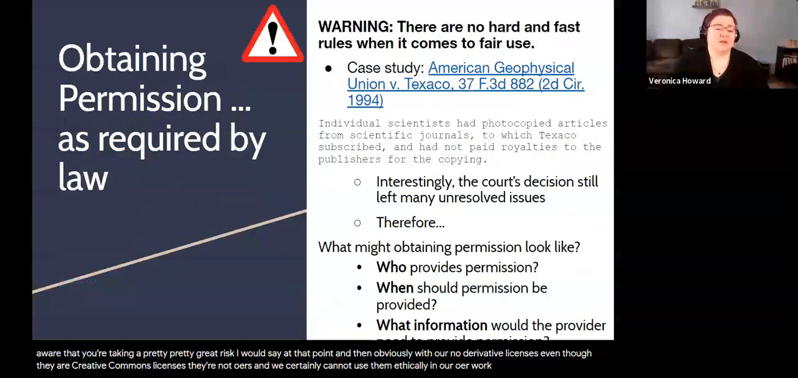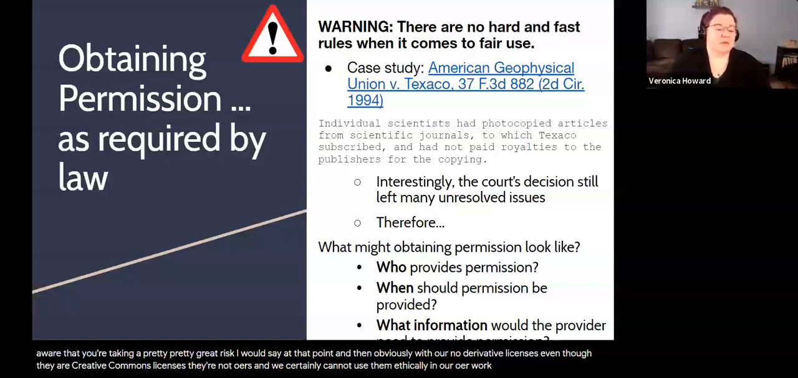This is definitely one of those places where it comes to ask for permission first, not forgiveness. There is no hard and fast rule when it comes to fair use. And the best example of this is something that we all do. It's sharing published research articles with peers.